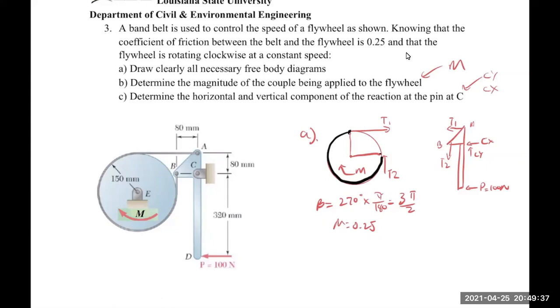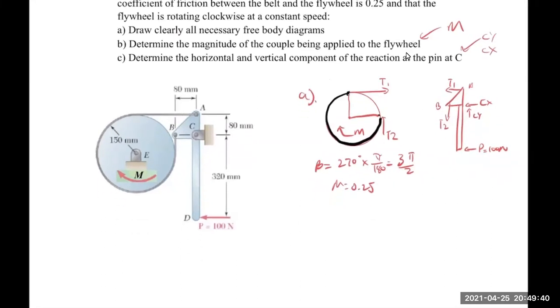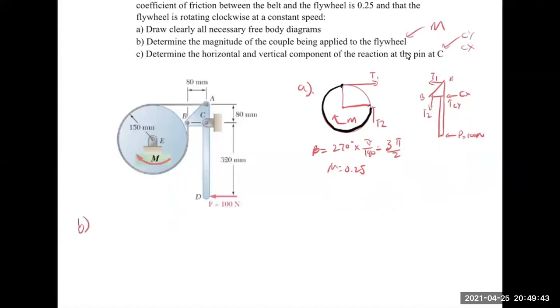Next thing I have to do is find out what T1 and T2 are. So part B. We know that T2 will be equal to T1 e raised to the mu beta, which will be equal to T1 e to the mu, which is 0.25, times beta, which is 3 pi over 2. So T2 will be equal to 3.2481 T1, right? We can't find T2 right now because we don't know what T1 is.